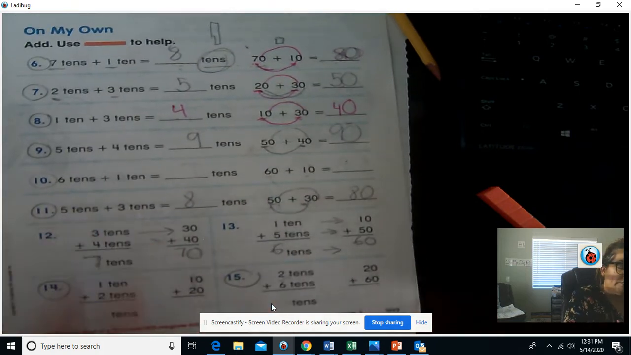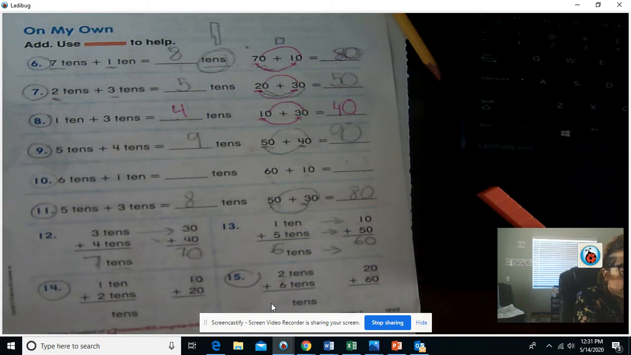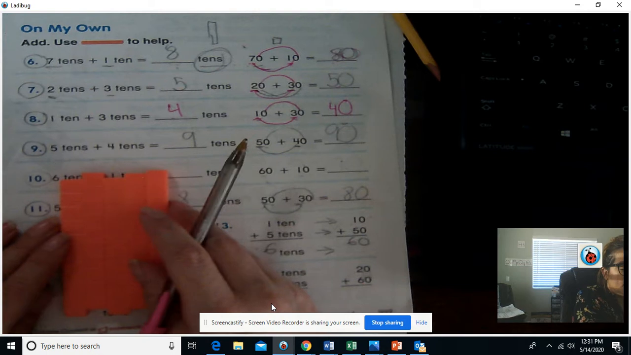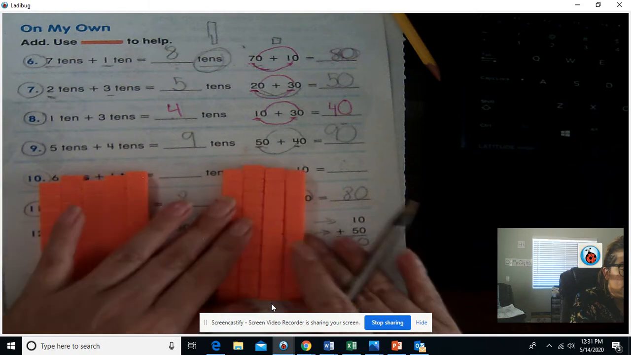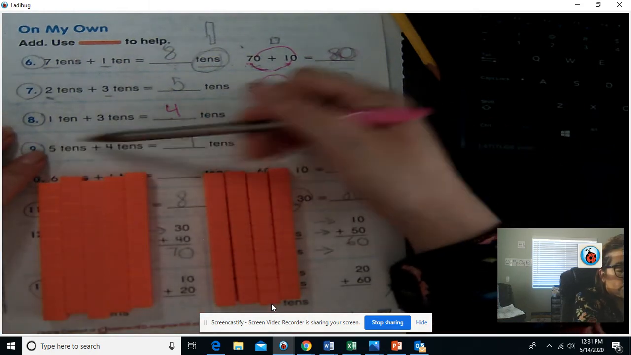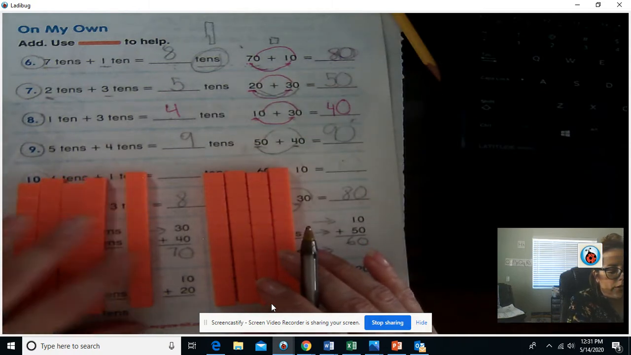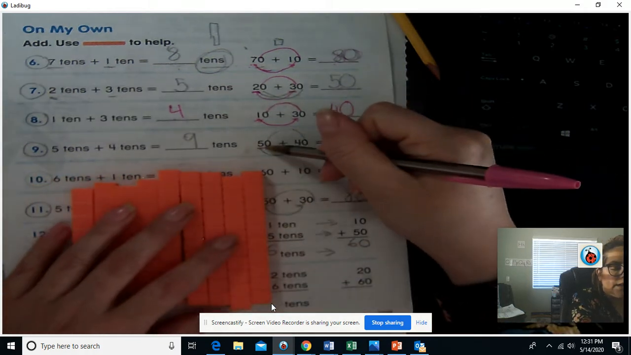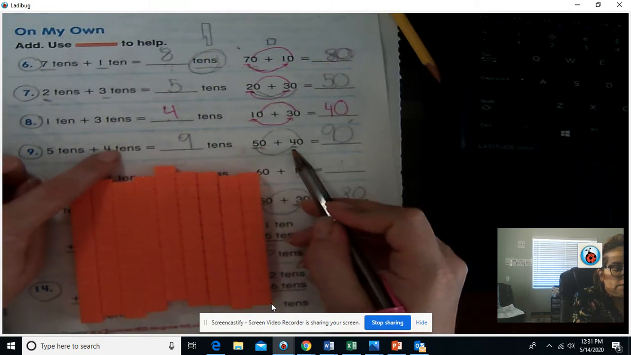Okay, make sure you have the right answers. If you don't have the right answer, you need to erase it and fix your answer. Number 9 says 5 tens. 1, 2, 3, 4, 5. Plus 4 tens. 1, 2, 3, 4. Well, I know that 5 plus 4 equals 9. 9 tens. 1, 2, 3, 4, 5, 6, 7, 8, 9. 9 groups of 10. And then I have 50 plus 40. 5 tens is 50. 4 tens is 40.